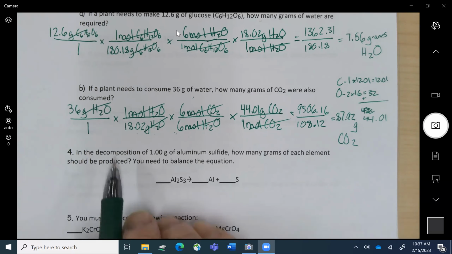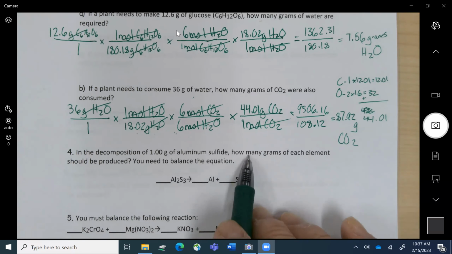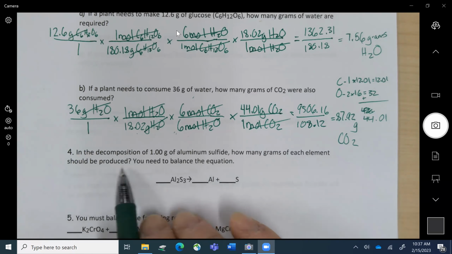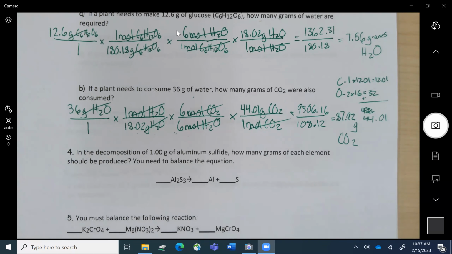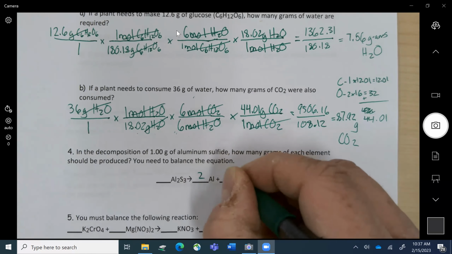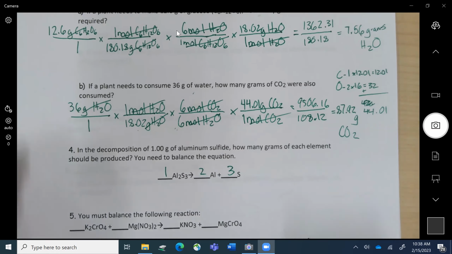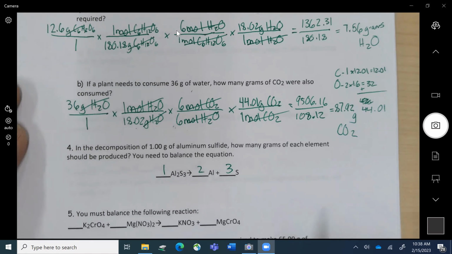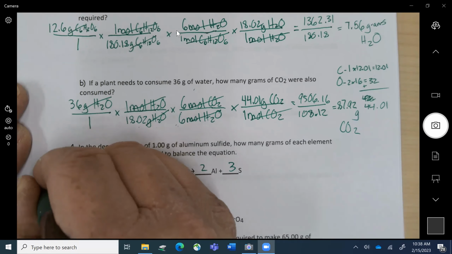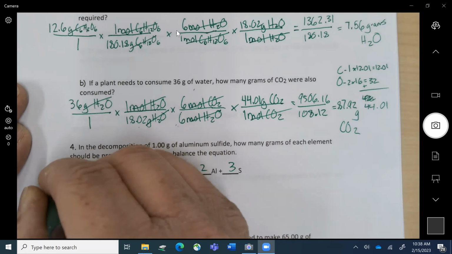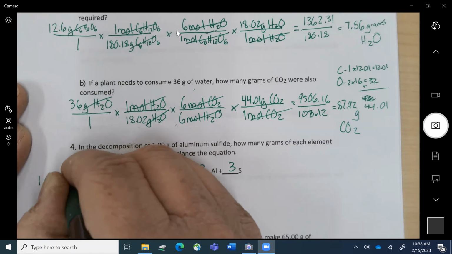All right. In the decomposition of 1 gram of aluminum sulfide, how many grams of each element should be produced to balance the equation? Oh, well, that stinks. I changed my mind. I don't want to do it. Just kidding. 2 and 3, and this is 1. That one's really easy to balance. Okay. Decomposition means it breaks down. All right. So 1 gram of Al2S3.